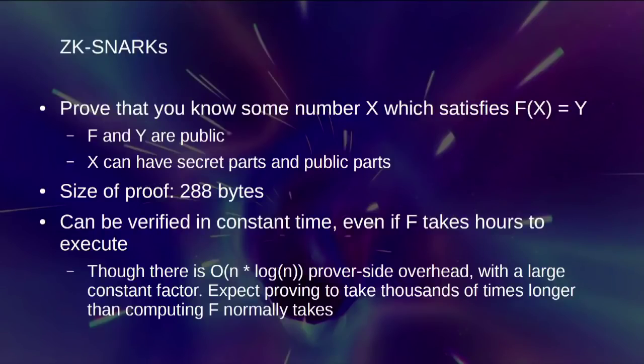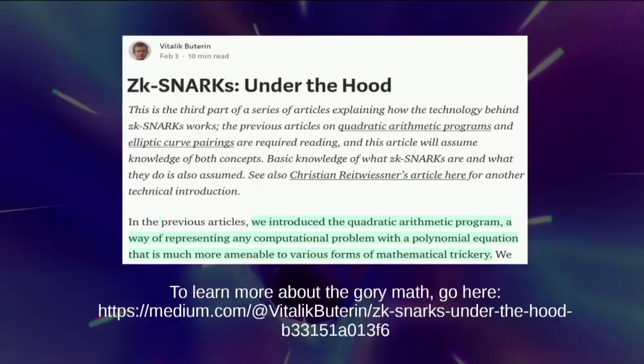Another important property is that ZK snarks satisfy the zero knowledge property. So they prove that you know this number, but they say nothing else about what that number is. Now, there is a prover-side overhead, just to warn you, with a large constant factor. So expect making one of these proofs to take thousands of times longer than it takes to actually compute function f normally. But even if proving takes a long time, verification, while more expensive than other things, is still relatively cheap.